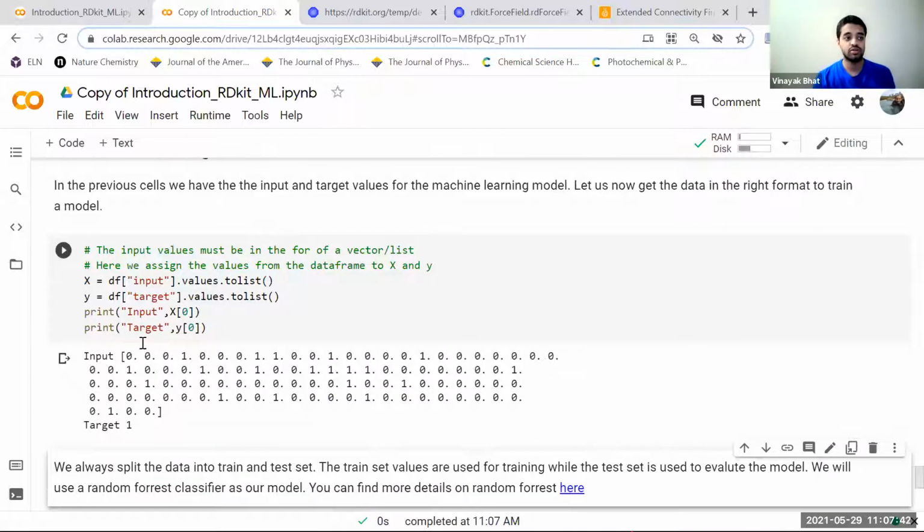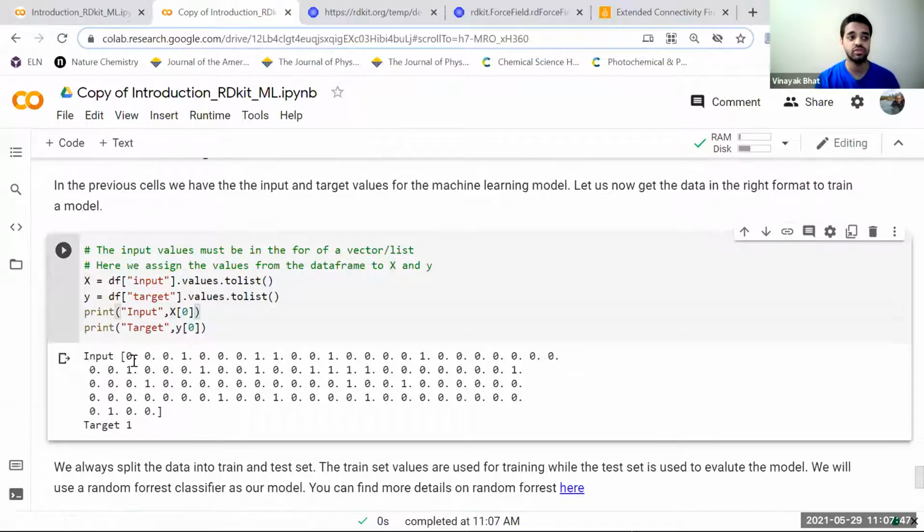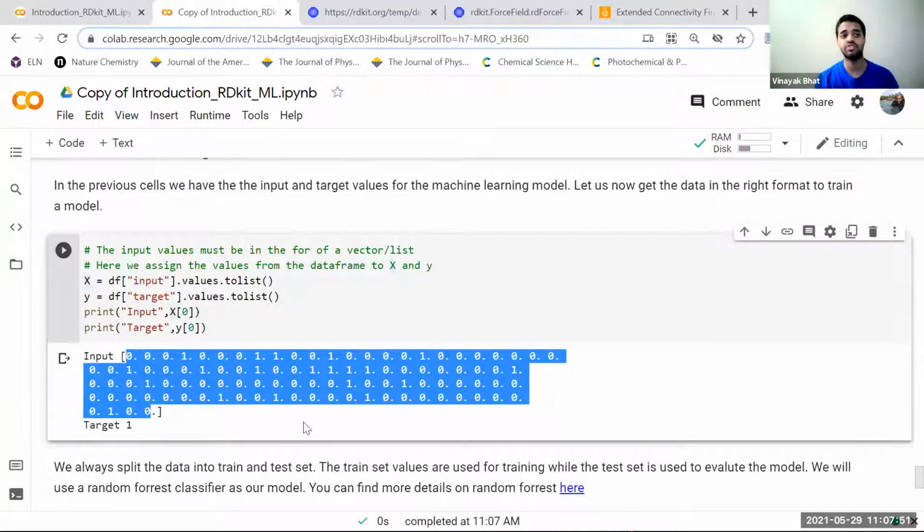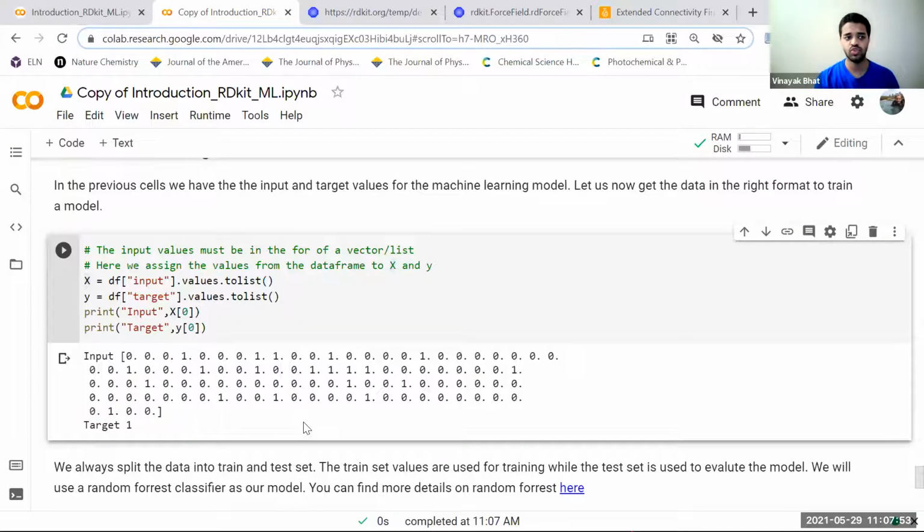I'll show you each entry here. So this is what it looks like. One of the entries, the first entry, X of 0, looks like this. And if you count the number of ones and zeros here, they should be 100, because we created a 100-dimension vector for the representation. And the target is 1. And this target is the number of rings that we have.